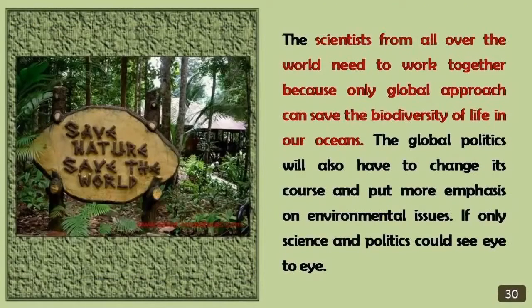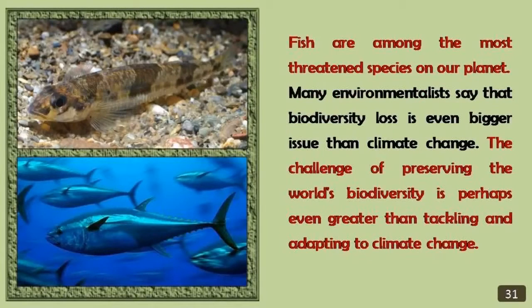changes. The scientists from all over the world need to work together, because only a global approach can save the biodiversity of life in our oceans. The global politics will also have to change its course and put more emphasis on environmental issues. If only science and politics could see eye to eye. Fish are among the most threatened species on our planet.